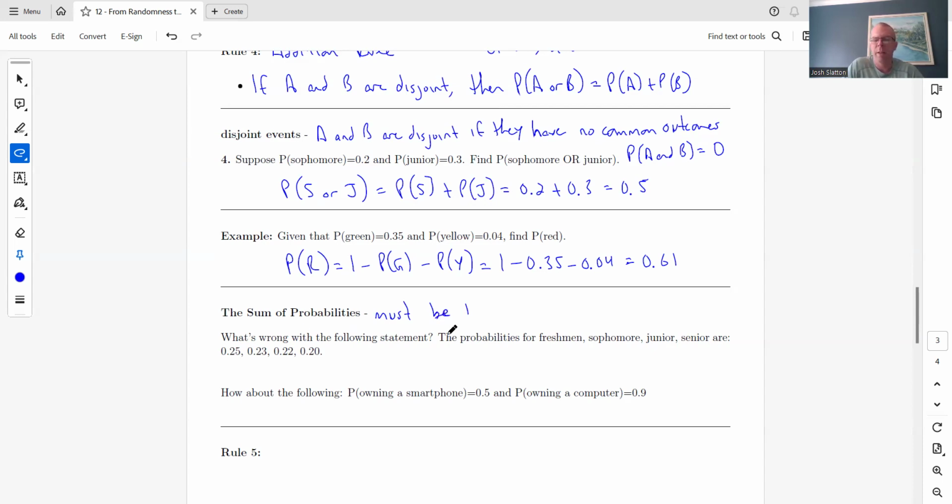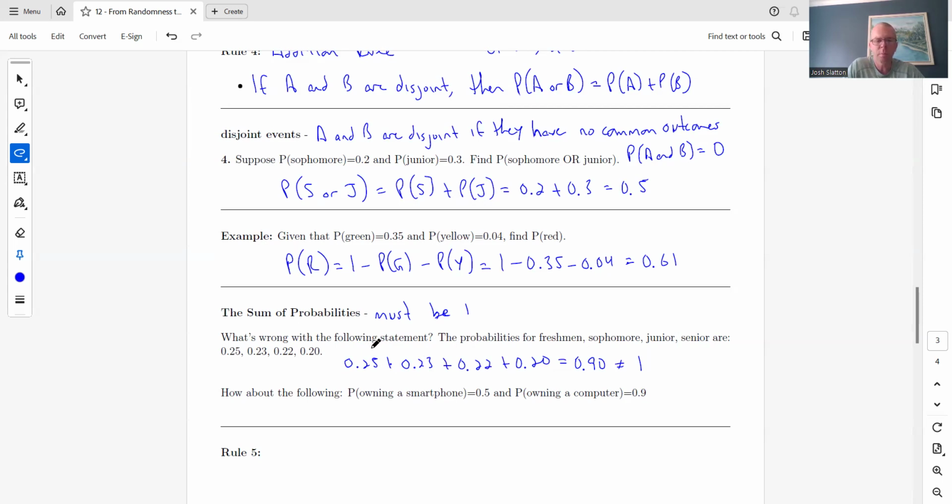What is wrong with the following statement? The probabilities for freshman, sophomore, junior, senior are 0.25, 0.23, 0.22, 0.20. What is wrong with that? Well, 0.25 plus 0.23 is 0.48, and 0.22 plus 0.20 is 0.42. So 0.48 plus 0.42, I think, is 0.90, and that is not 1. Obviously these are the 4 possibilities, and so all 4 of these should equal 1, which they don't.